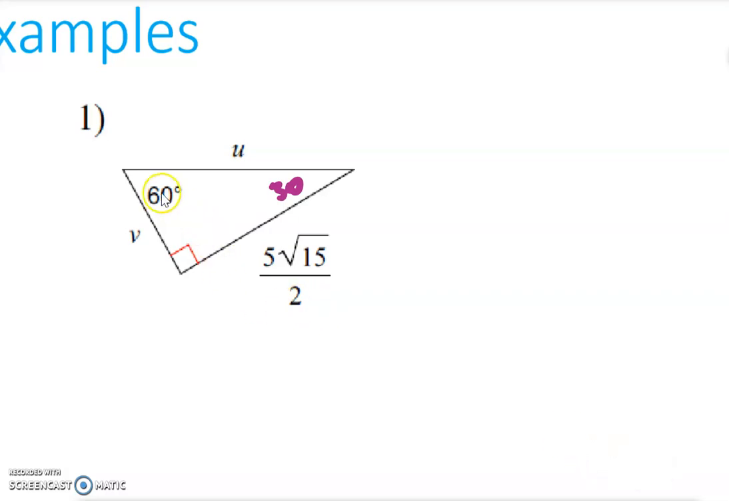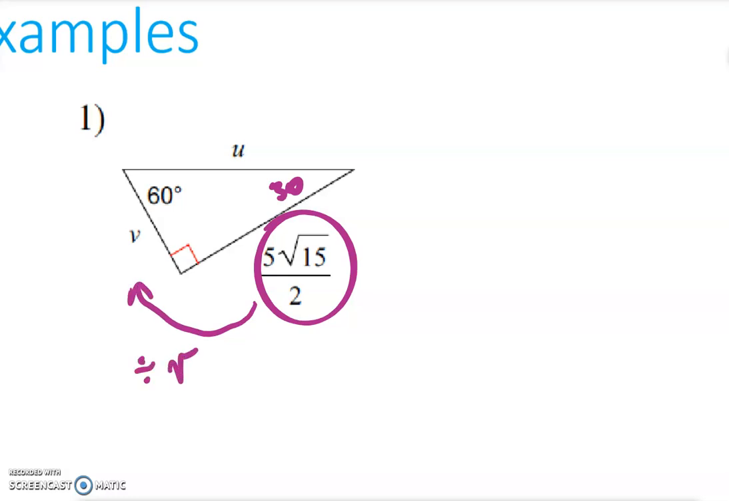So I'm going to look at this, and I'm going to remember that, oh, you remember back from your rules, it was the short leg times the square root of 3, right, to find the long leg. Well, if I know the long leg, though, I need to go backwards, and I need to divide by the square root of 3 in order to find that. So I can do that by just saying 5 square root of 15 divided by 2, and then divided by the square root of 3.